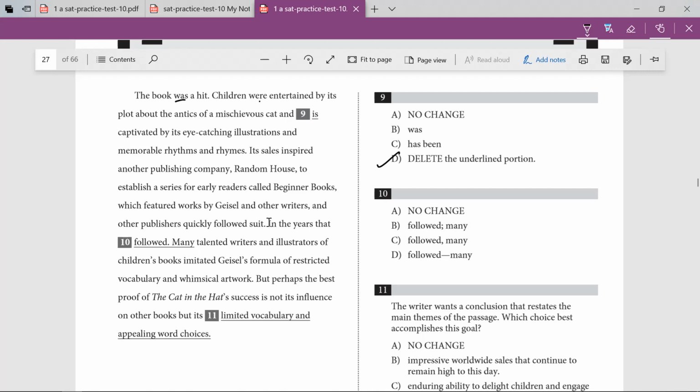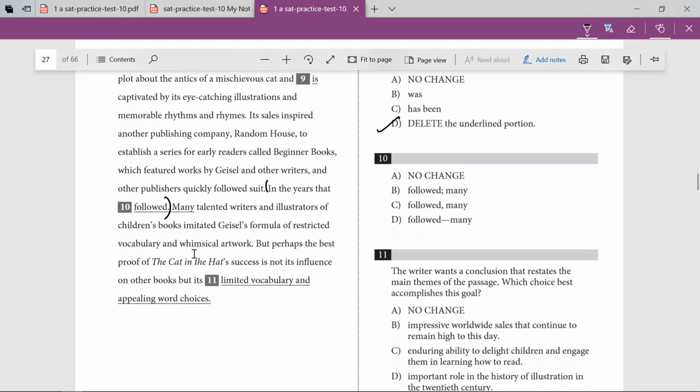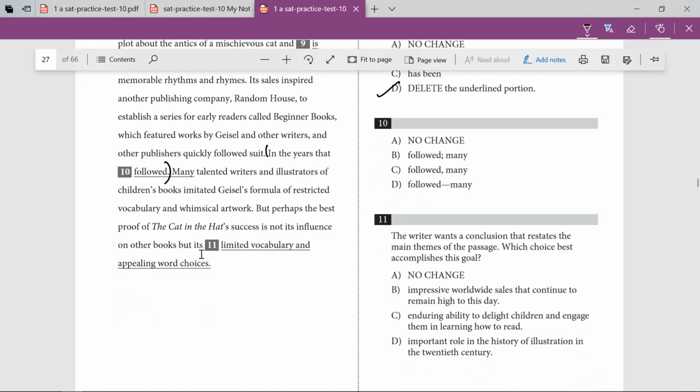Oh, this sentence, I mean, it's a fragment. In the years that followed, it's not a full sentence. In the year that followed, I would rather just put a comma, that is the time clause, and what happened after that. So in the year that followed, yeah, I would go with this. Many talented writers and illustrators did this. Oh, I couldn't see the full stop. That's why I ended up spending some time on this.